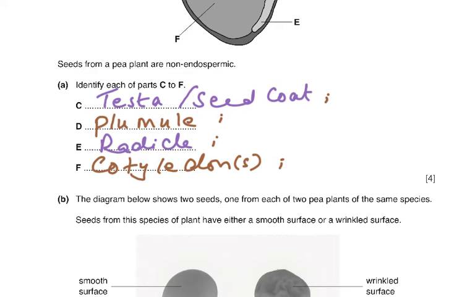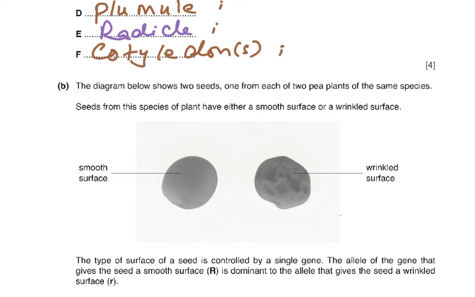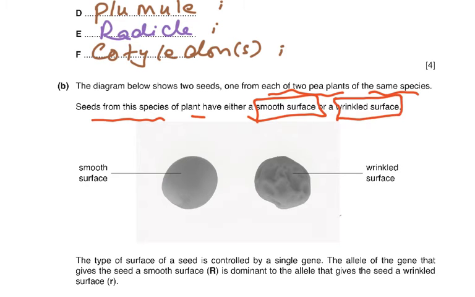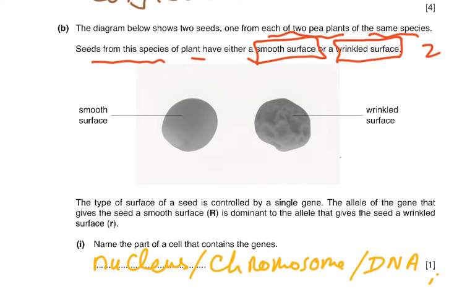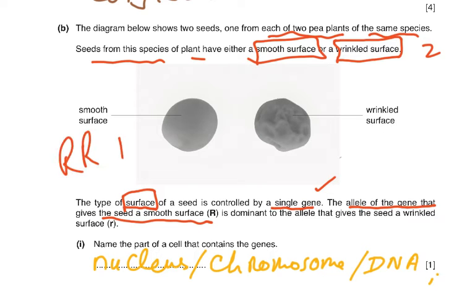The diagram below shows 2 seeds, one from each of the 2 pea plants of the same species. Read the question carefully. Seeds from this species of plant have either a smooth surface or a wrinkled surface. So there are only 2 types of surfaces, wrinkled or smooth surface. The type of surface of a seed is controlled by a single gene. The type of surface, read the question carefully, is controlled by a single gene. The allele of the gene that gives the seed a smooth surface is dominant. So the smooth would either be this or would be this.